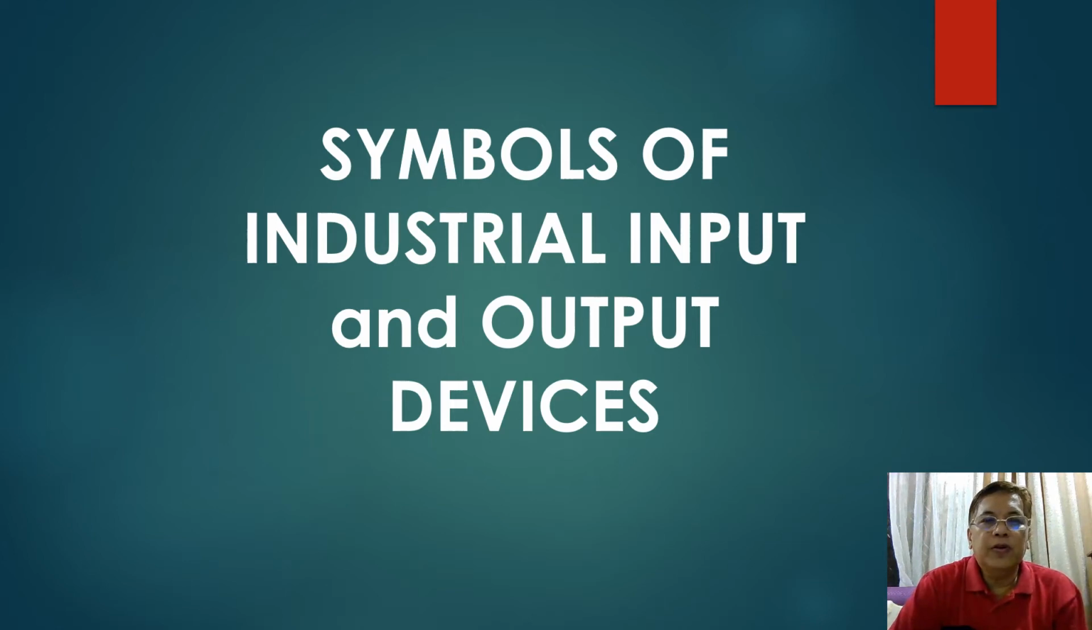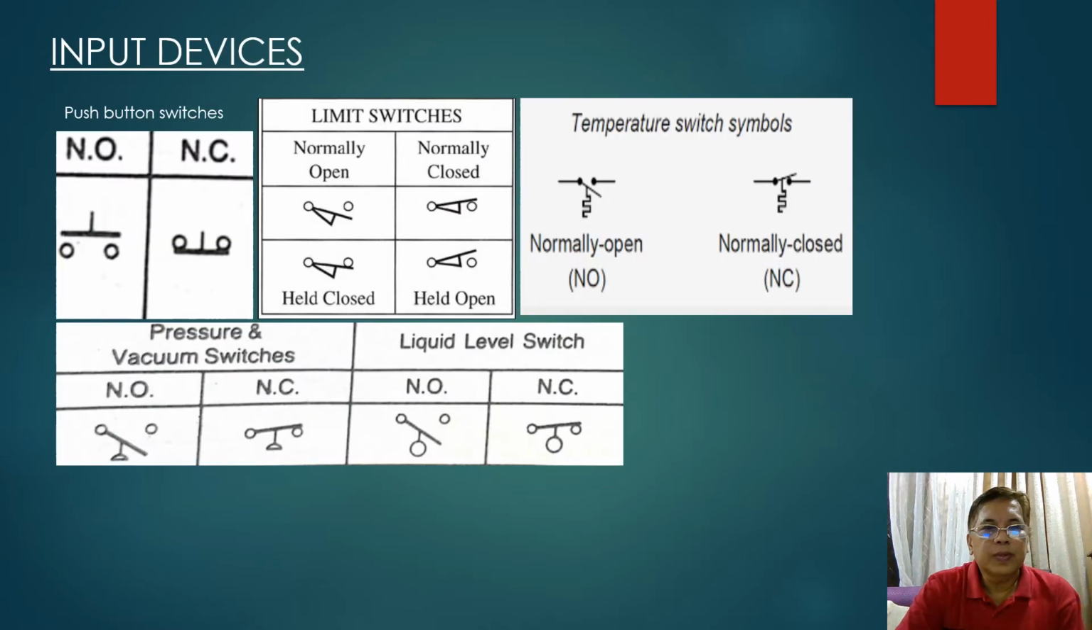Okay, so before we go into ladder diagram programming of our PLC, let us discuss first the different symbols of industrial input and output devices. Okay, so what we have here are symbols of some input devices which can be found in the different industries. For example, the push button switches.